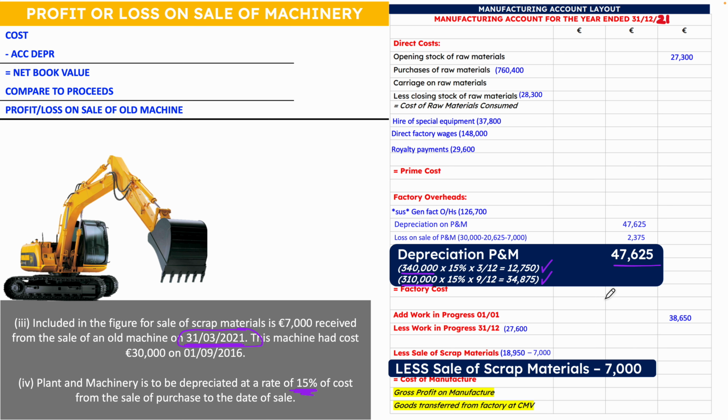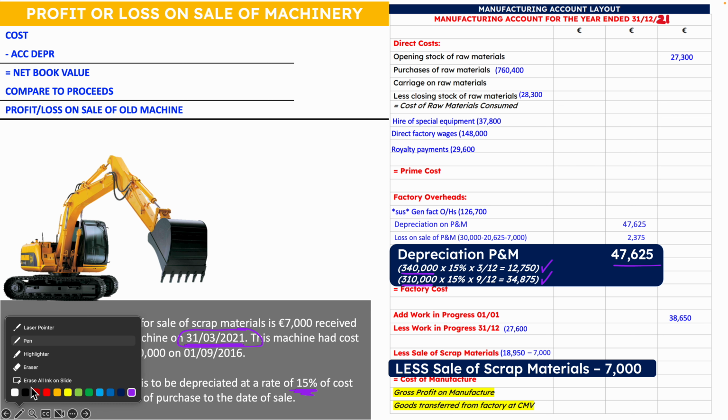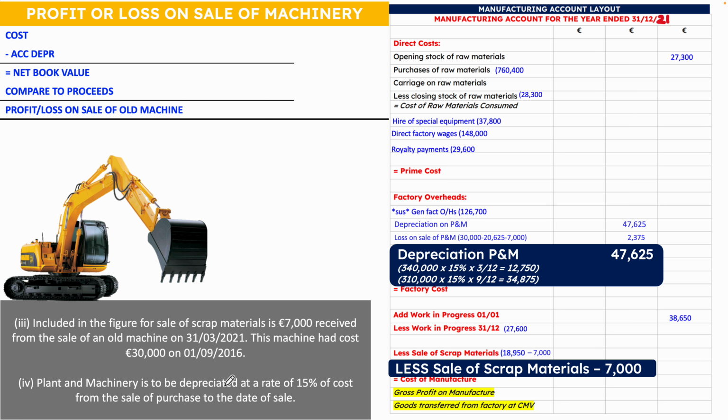Okay, so our formula is, as always, the cost of the old machine minus the accumulated depreciation on the old machine, and that is equal to the net book value. Then we will compare that to the proceeds that we got, and that will tell us whether we made a profit or loss on the sale of the old machine. So the cost of the old machine was 30,000 euro, and we take away the accumulated depreciation. So the accumulated depreciation will be how much depreciation was charged on that machine that cost 30,000 over its lifetime.